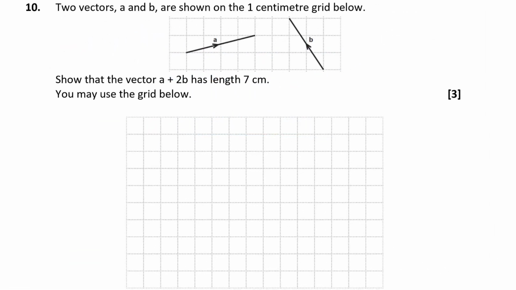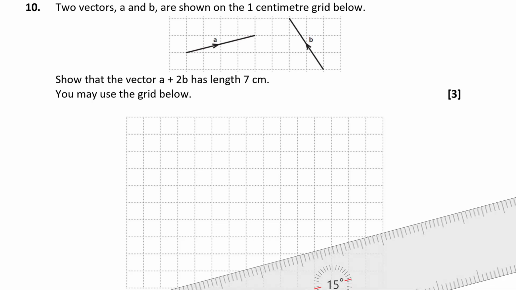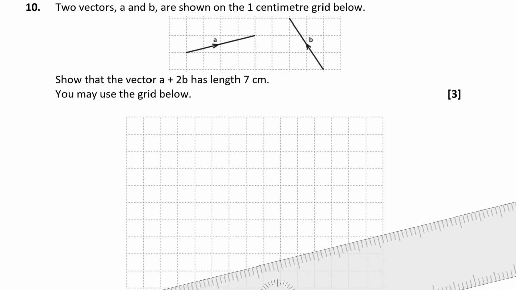Question 10. Two vectors A and B are shown on 1 centimeter grid below. Show that the vector A plus 2B has a length of 7 centimeters. You may use the grid below. Okay, so we've been given A and B graphically, so we've been shown them. So A plus 2B is going to be a vector A followed by 2 vector B's, isn't it? So let's draw those on.